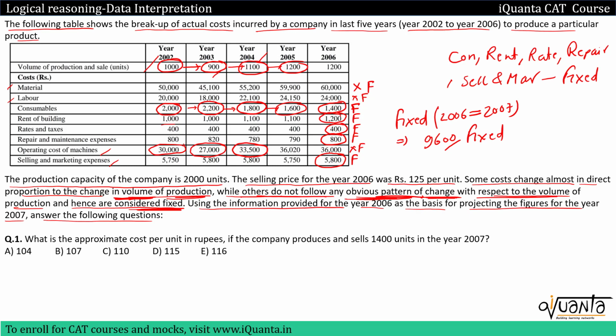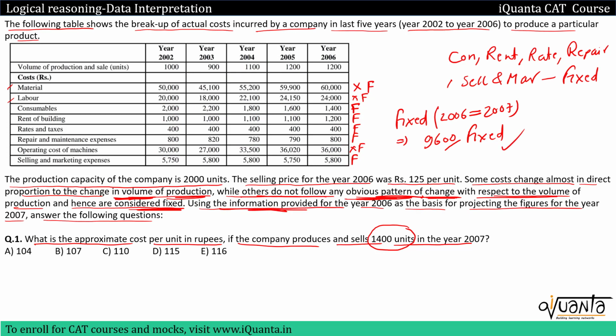In the question we have been asked what is the approximate cost per unit in rupees if the company produces and sells 1400 units in the year 2007. You have to find the cost per unit in year 2007, and the number of units has been given to us as 1400 units. Why did I find this fixed cost for year 2006? Because we were given that the information provided for the year 2006 is the basis for projecting the figures for year 2007. That is why I have taken the fixed cost figures of year 2006.